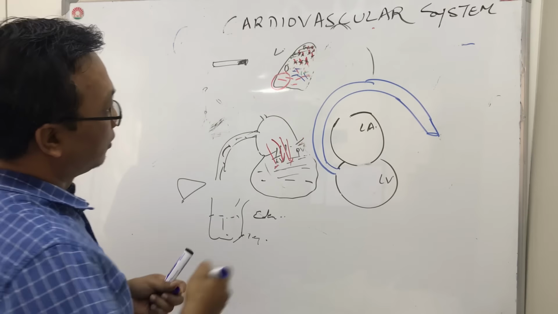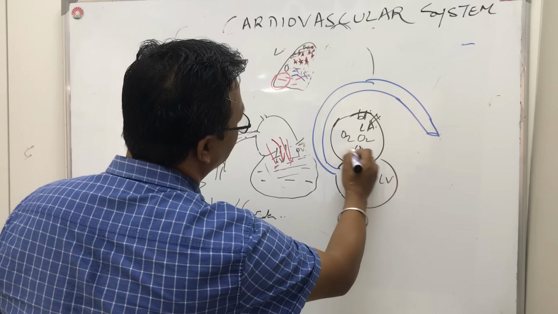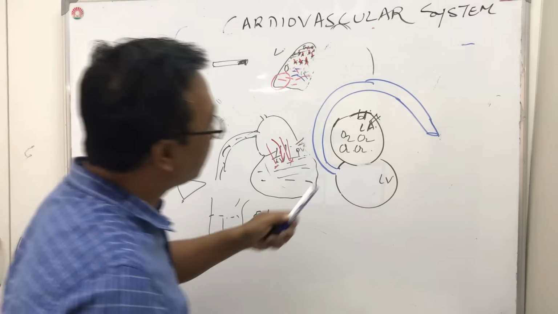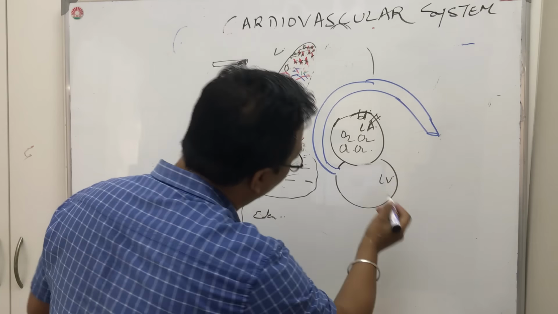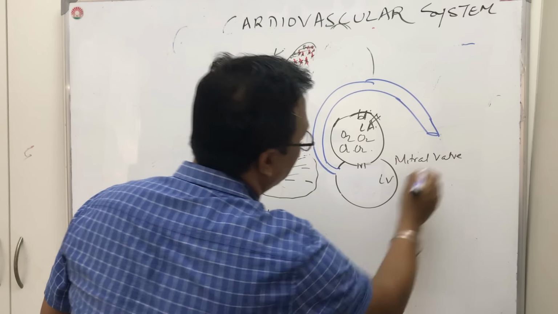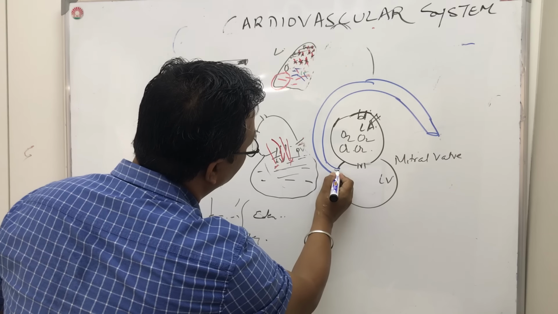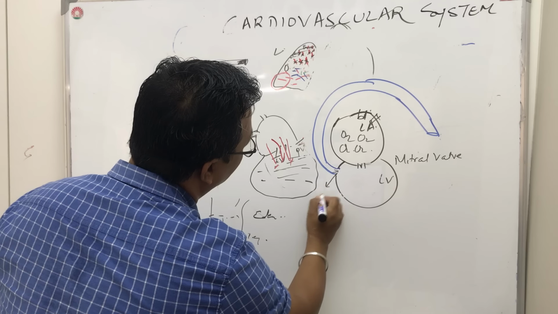So the left atrium receives blood from the pulmonary veins, from the lungs. So this is all oxygenated blood. We call it oxygenated blood. Blood from the left atrium will go to the left ventricle every beat through this valve called the mitral valve. And from the left ventricle, there is another valve here. This is called the aortic valve.